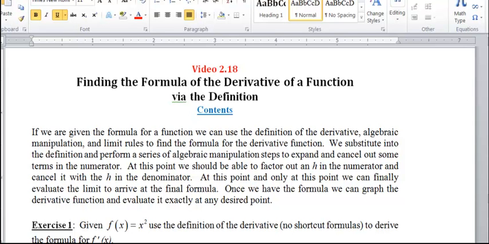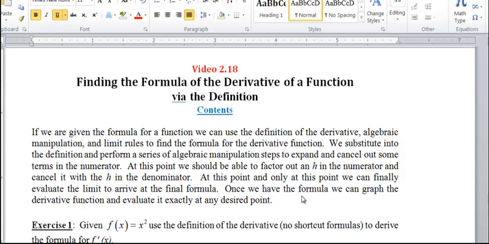Talking about the derivative and defining it and understanding some basic properties and concepts relating to it. This particular video is going to be about finding the formula of the derivative function of another function via the definition. Later on we'll learn some shortcuts to this, but at this point we want to use the actual definition.